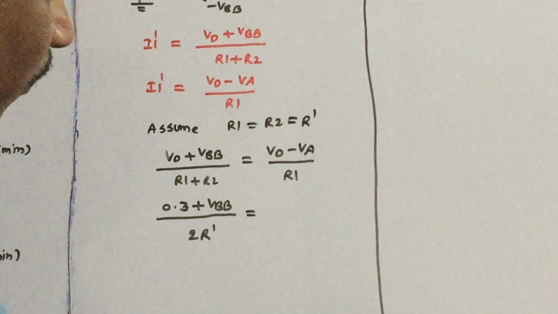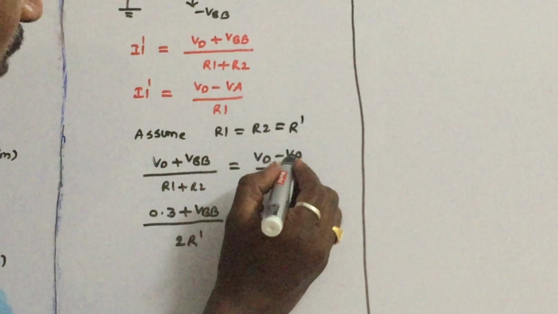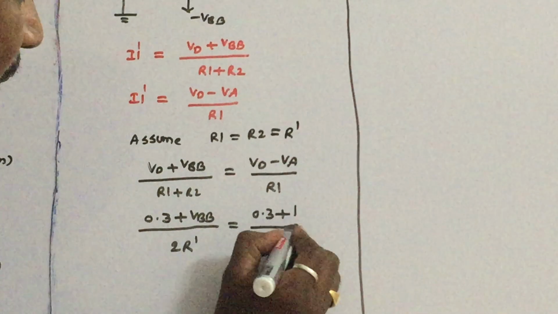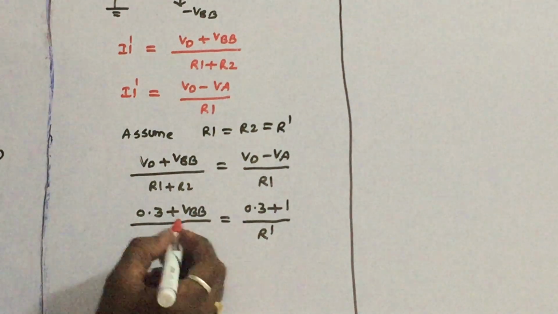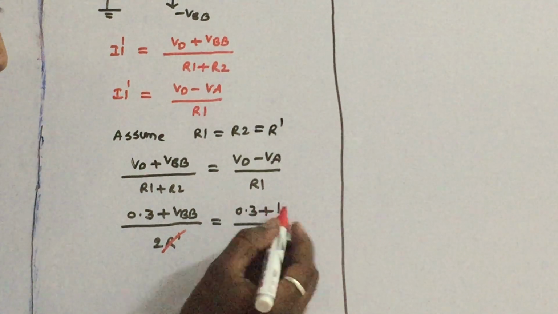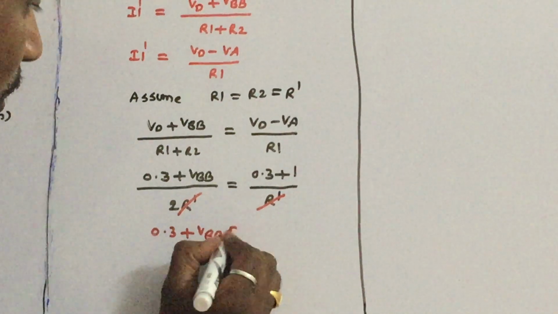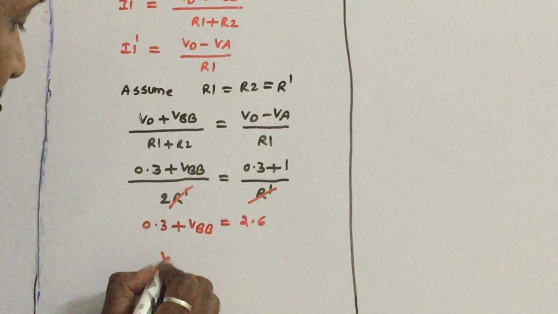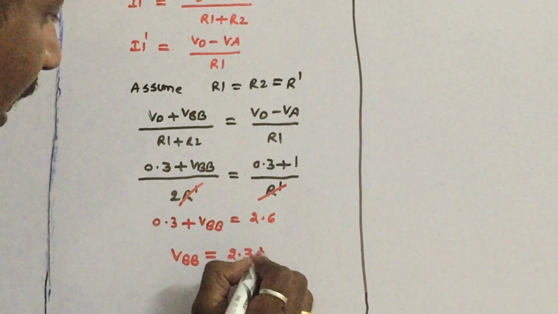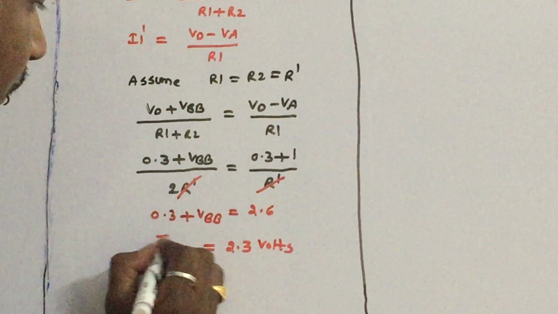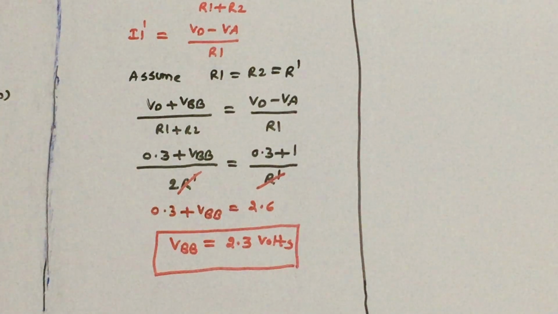That is equal to, what is VD? 0.3 plus VA, we have assumed VA to be minus 1, minus of minus is plus 1, by R dash. So cancel out R dash and R dash. So 1.3, therefore 0.3 plus VBB is equal to 2.6, from which this voltage is 2.3 volts. That means the negative power supply we have to take as 2.3.